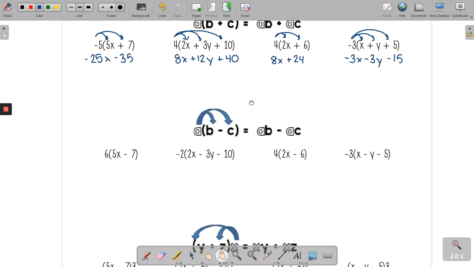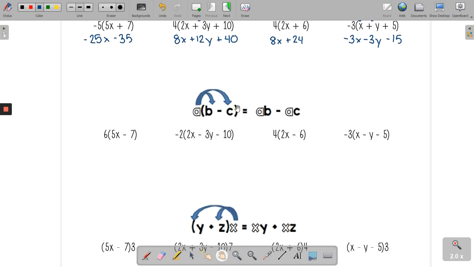Now, what if the inside of a parenthesis is negative? It's going to be the same thing, but we're going to be subtracting. So A multiplied by B is AB. A multiplied by -C gives us minus AC.